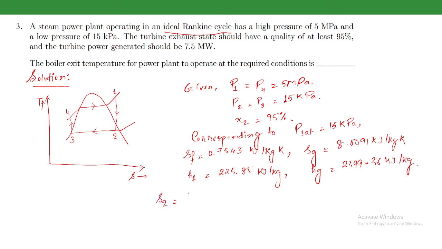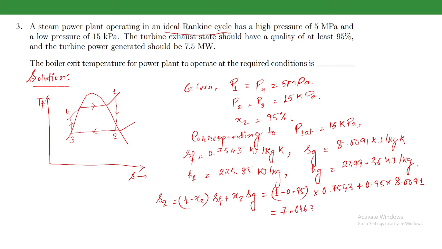S2 is equal to (1 minus X2) into SF plus X2 into SG. So 1 minus 0.95 multiplied by 0.7543 plus 0.95 into 8.0091. Okay, so this value comes out to be 7.6463 kilojoule per kg Kelvin.